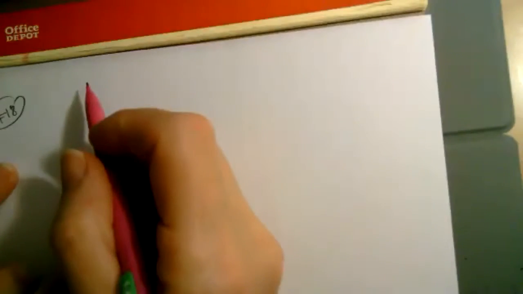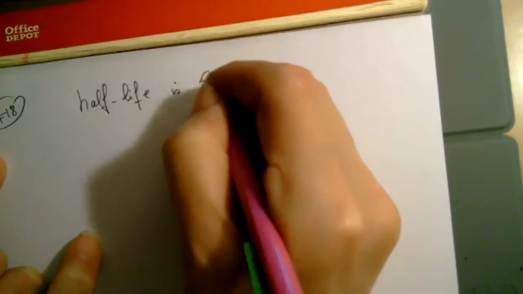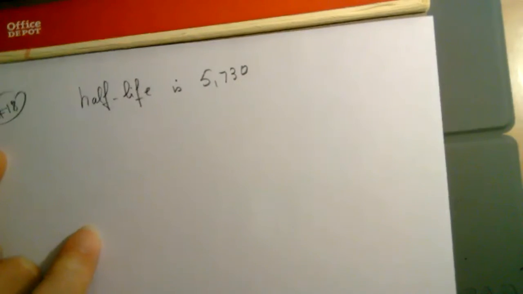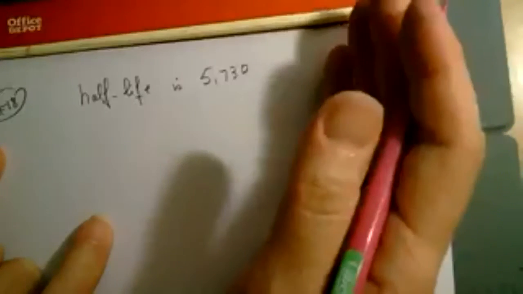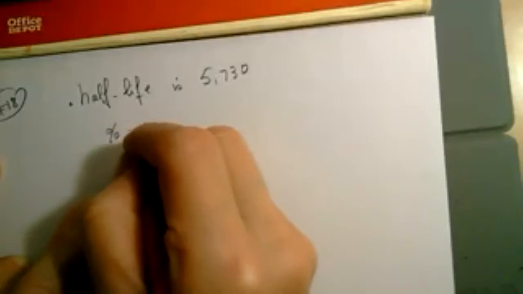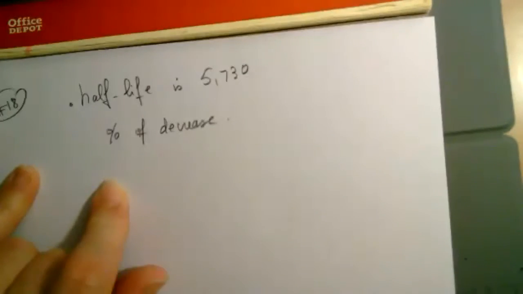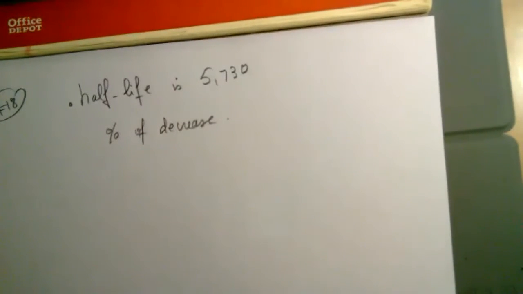So number 18, it's another kind of chemical that decreases. And here they tell me that the half-life of carbon-14 is 5,730. And the question is, by what percent does it decrease after 1 year? So they want basically the percent of decrease. And of course, it's going to be very, very small because the half-life is very large. It means it's decreasing very, very slowly.